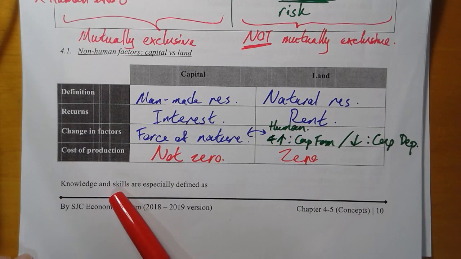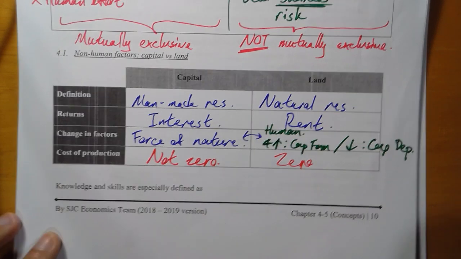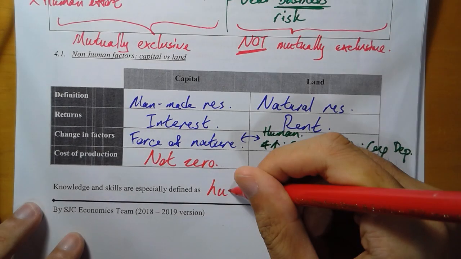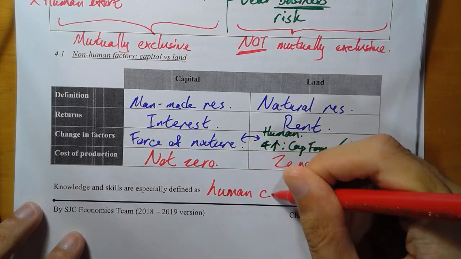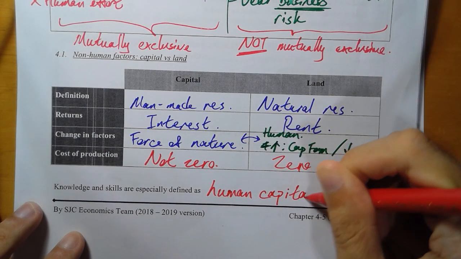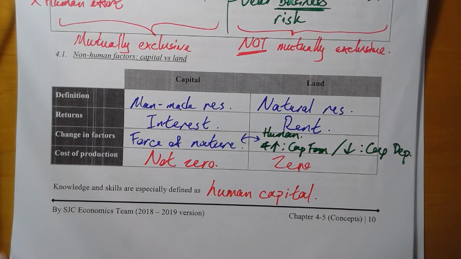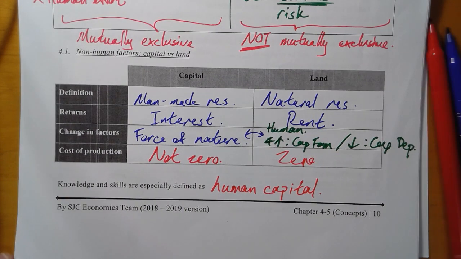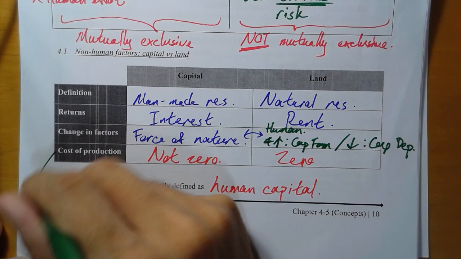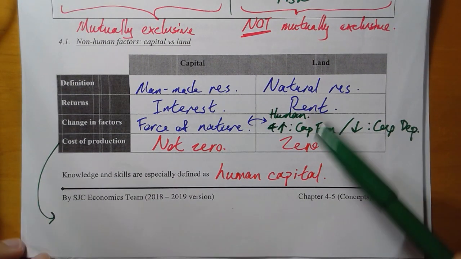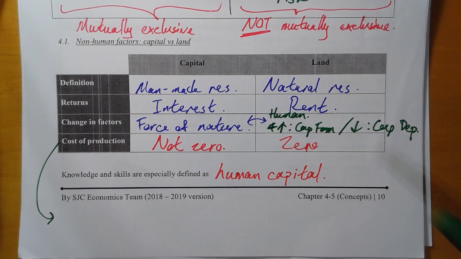Remember, knowledge and skills are especially defined as we have a name we call human capital. Really, nothing special. You just need to know the name. Alright, now here, there's one point we need to note. This point, cost of production zero and non-zero. Then you may be thinking, zero? 咦，我哋之前啊喺邊一課見過 zero 啊？Ah, yes, I remember.